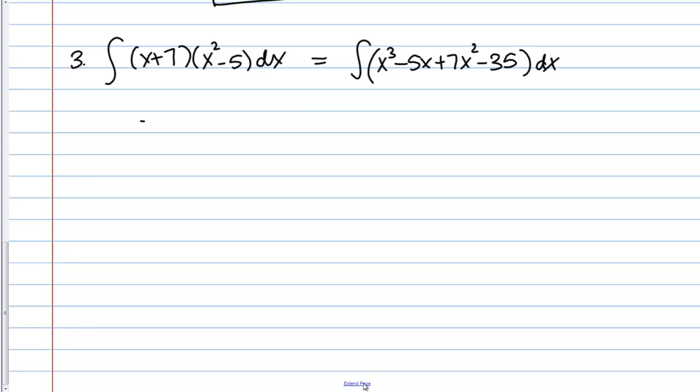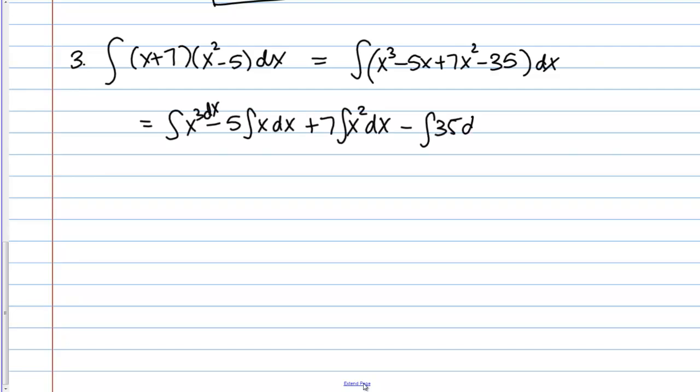Okay, and then I can split that up. So integral of x cubed minus 5 integral of x. These should all have dx's. Plus 7 integral x squared minus the integral of 35. And then I just compute each of those individually.